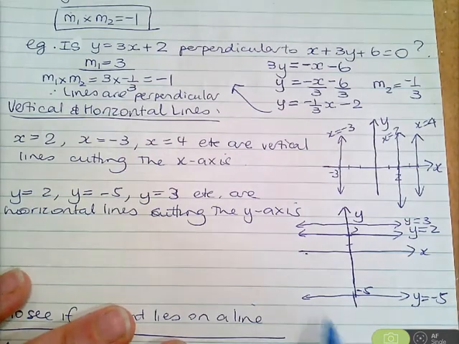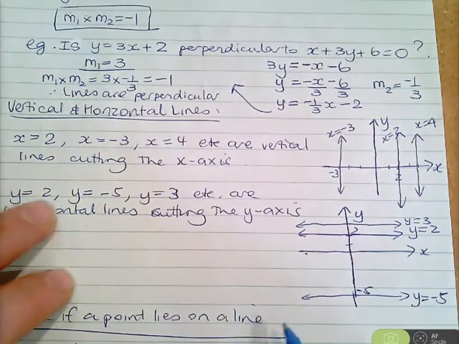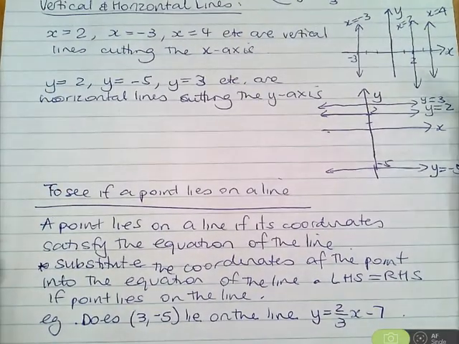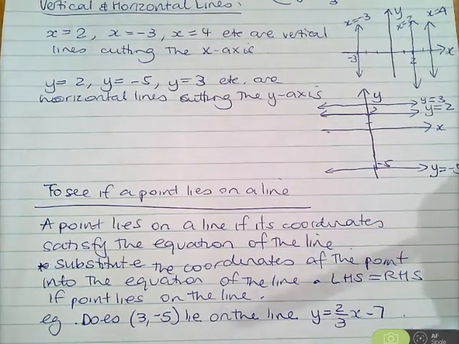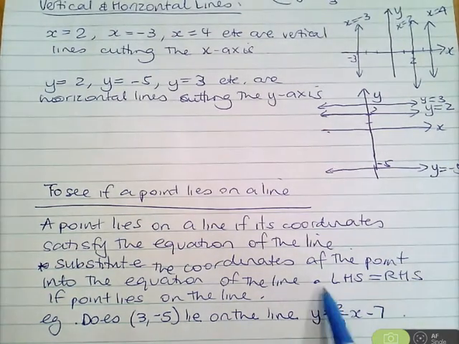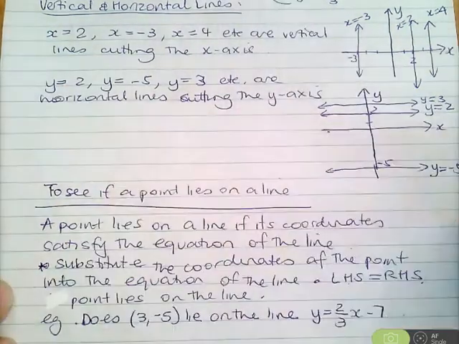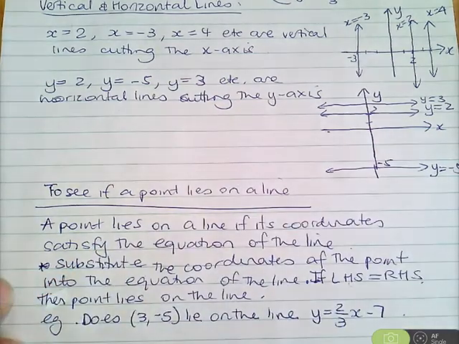So they're horizontal lines. Horizontal lines are of the type y equals a number. Now, another thing that we're going to look at is to see if a point lies on a line. If a point lies on the line, its coordinates satisfy the equation of the line. To see if the coordinates satisfy the equation of a line, you substitute the coordinates of the point into the equation of the line. And if the left-hand side equals the right-hand side, then the point lies on the line.